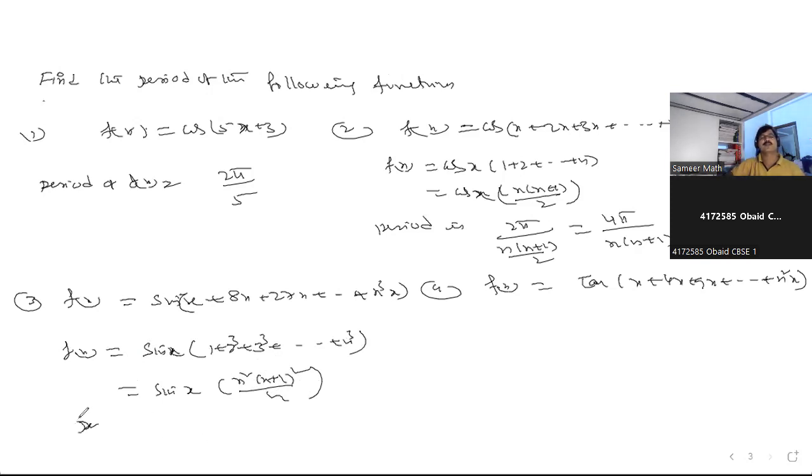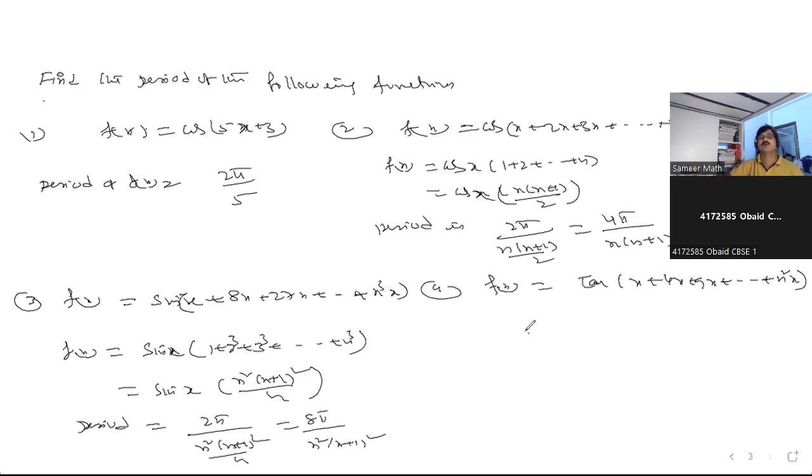Therefore, period means you have to write the coefficient in the denominator. What is that? n square, n plus 1 whole square by 4. Finally, you will get 8 pi by n square into n plus 1 whole square. Is that clear? Hope you understood.